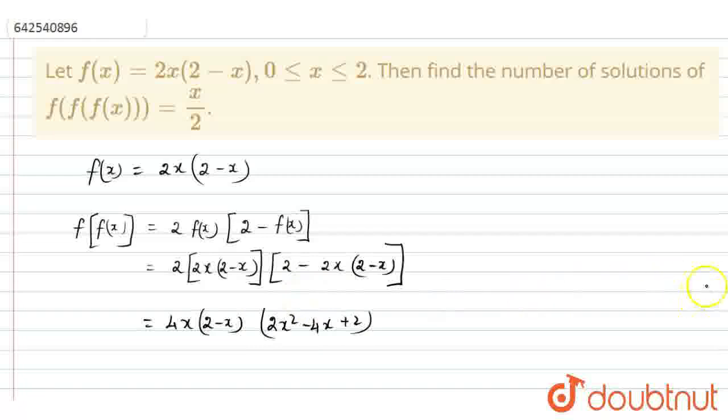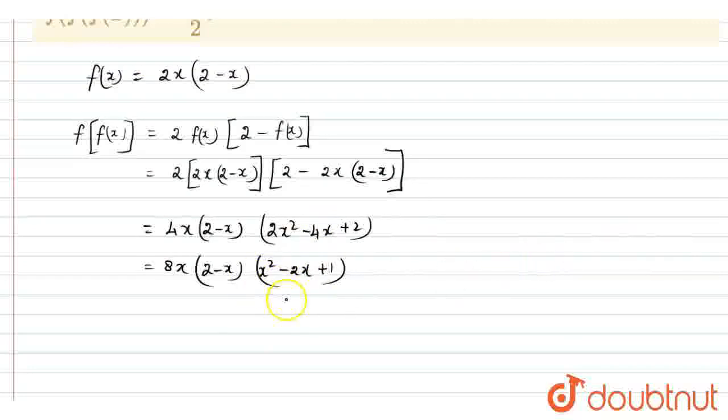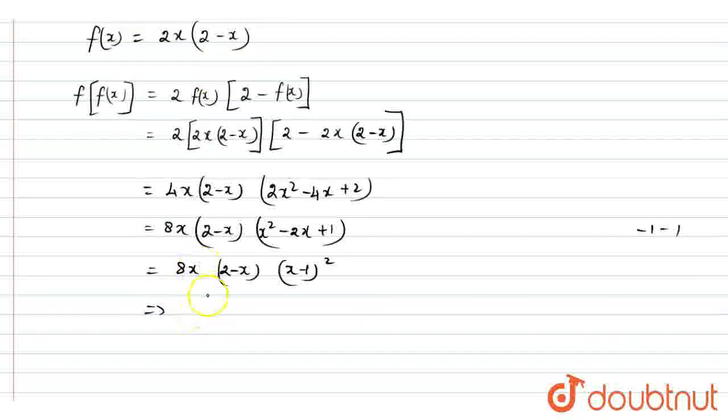Okay students, now I'm going to take the 2 value commonly outside. So if I take 2 common, 2 going outside, so I will multiply it here. So 8x into 2 minus x equal to x square minus 2x plus 1. Okay students, I'm going to factorize this one, so we will get x minus 1 the whole square. So 8x into 2 minus x into x minus 1 the whole square equals 0. So x equal to 0, x equal to 2, and then x equal to 1.